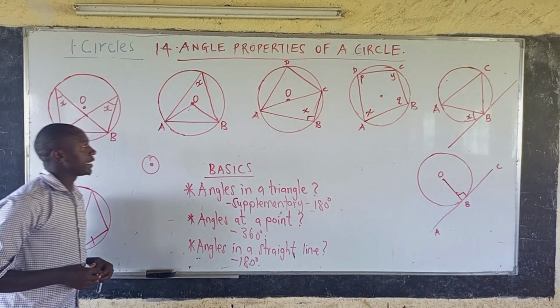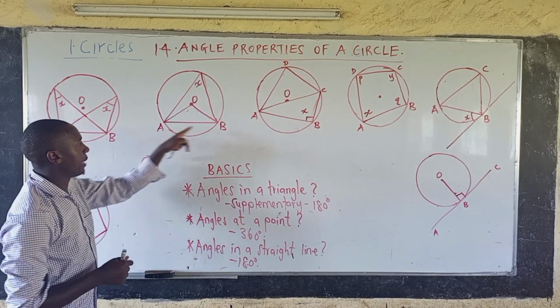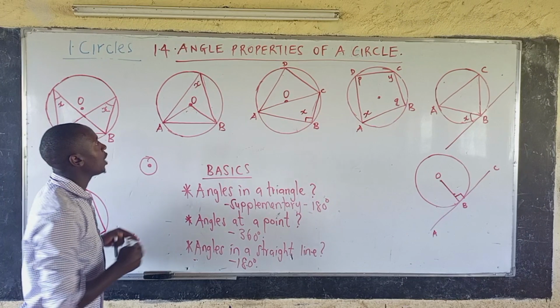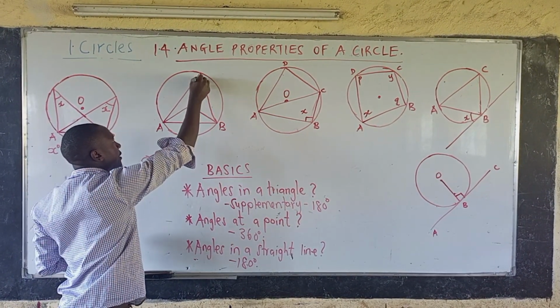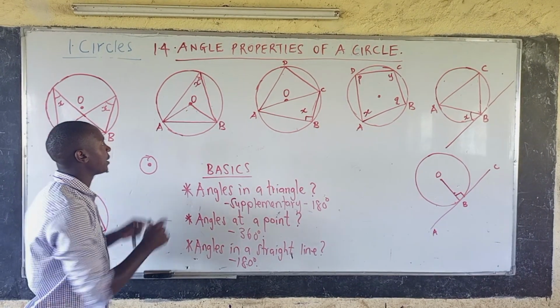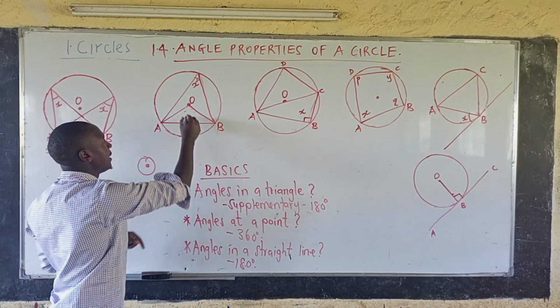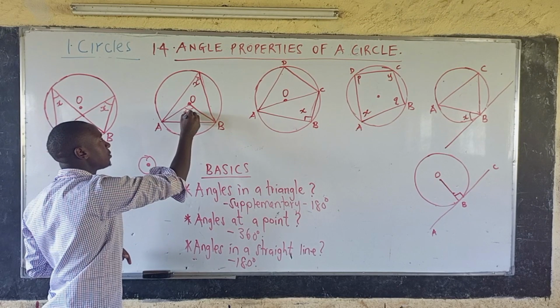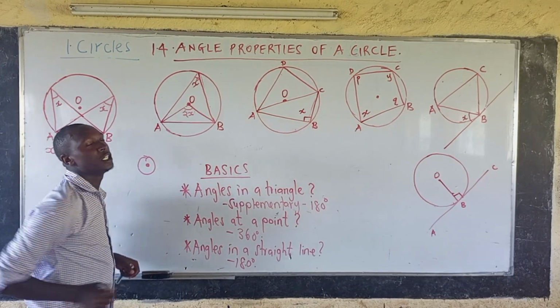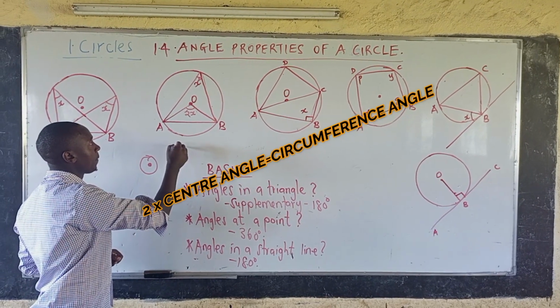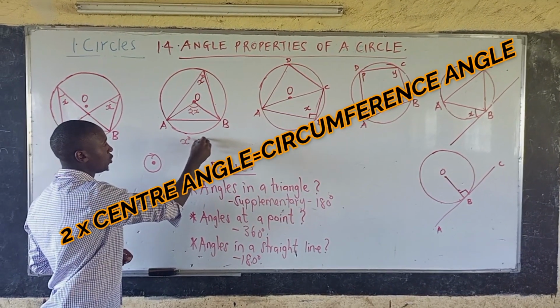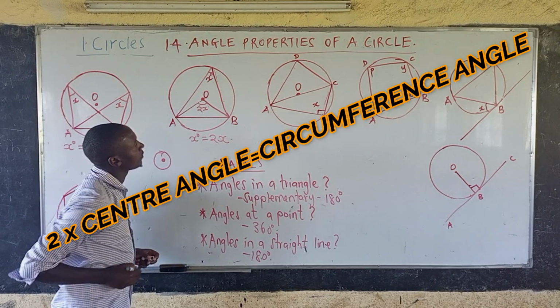Now, in the second case, we have a chord AB that subtends an angle to the circumference. That angle is x degrees. And if the same chord subtends an angle to the center, then that angle is going to be twice as much as the angle subtended to the circumference. Therefore, the angle at the center is 2x.